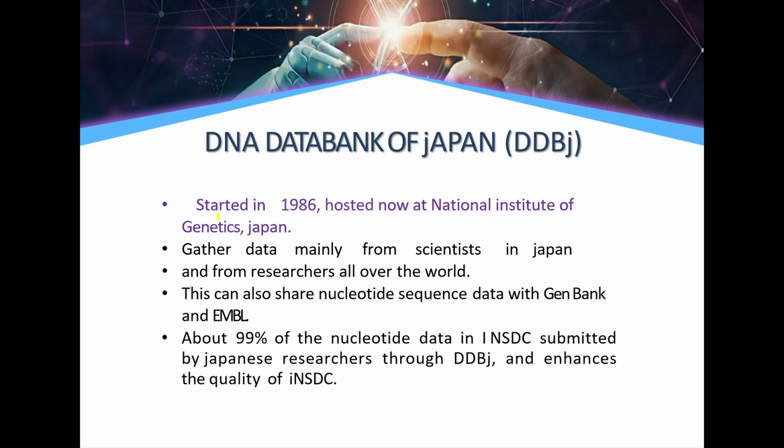Now, moving on, DDBJ, that is DNA Data Bank of Japan. Started in 1986, hosted now at National Institute of Genetics, Japan. This is the nucleotide sequence database of Japan, and it is mainly from the scientists of Japan, but it also accepts data from researchers from all over the world. This also shares its data with GenBank and EMBL. About 99% of nucleotide data in INSDC is submitted by Japanese researchers through DDBJ. So you can see the importance of DDBJ, as it contributes most of the INSDC data.